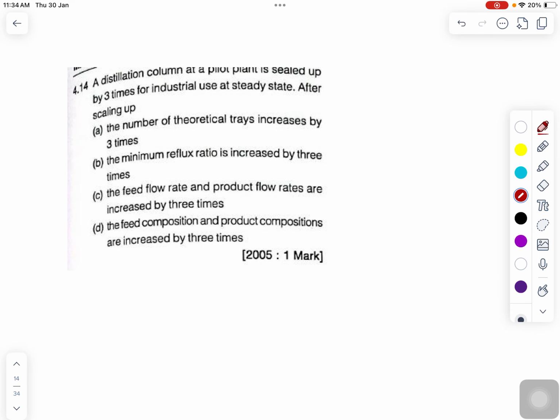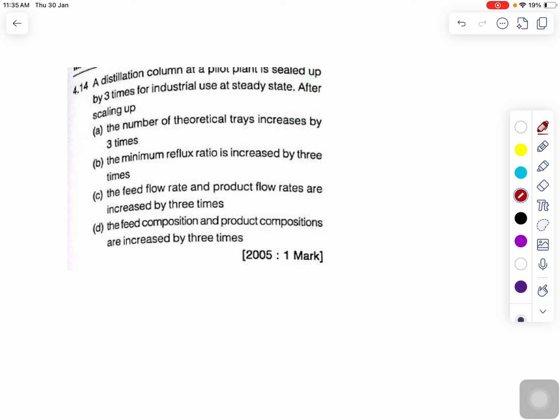Okay, now I'll be moving towards the next problem of today's discussion, and here you can see that a distillation column at a pilot plant is scaled up by 3 times for industrial use at a steady state. After scaling up, the number of theoretical trays increases by 3 times. The minimum reflux ratio is increased by 3 times. The feed flow rate and the product flow rates are increased by 3 times. The feed composition and product composition are increased by 3 times.